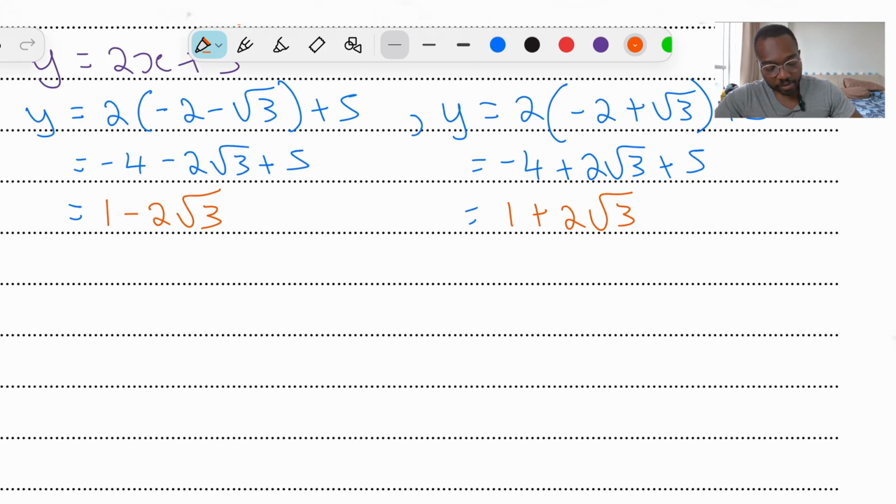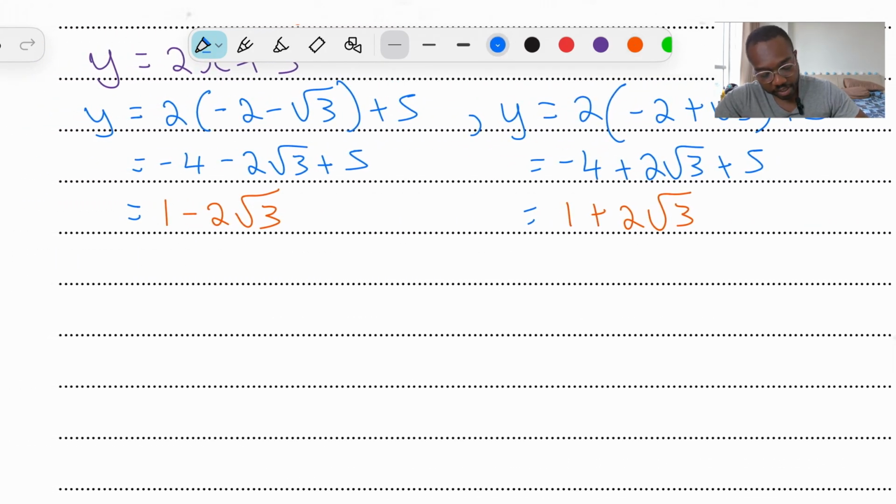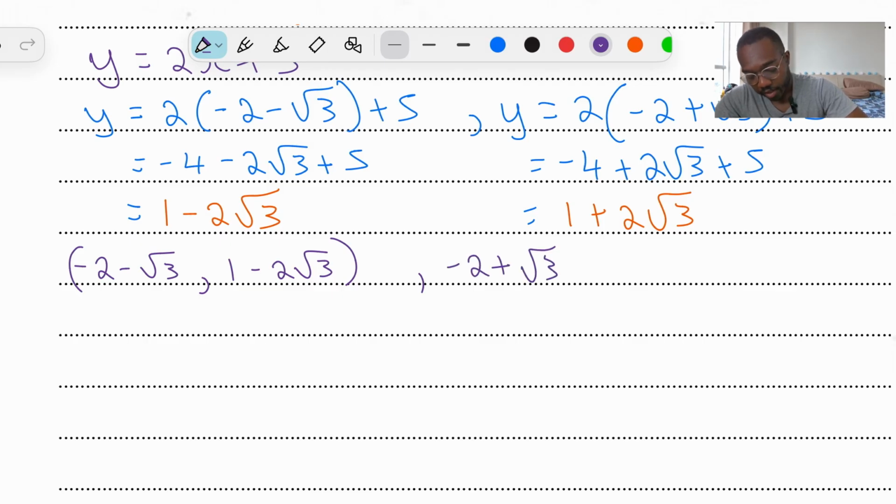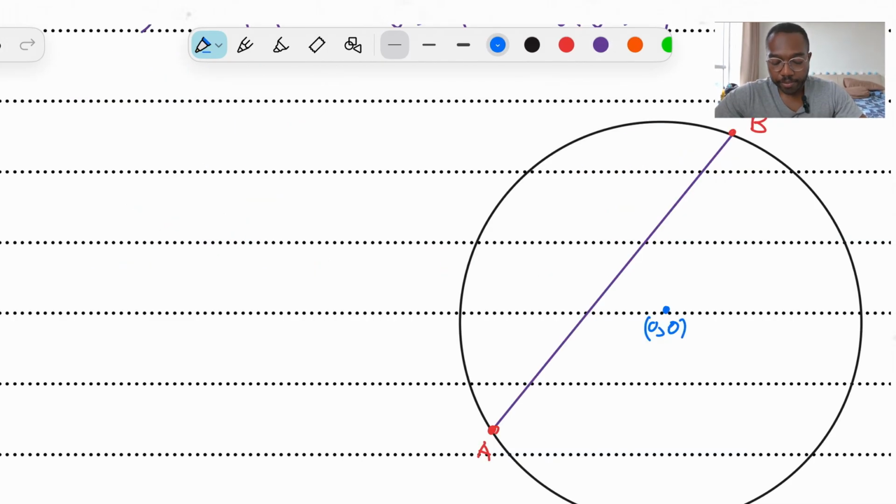So what does this mean? This means our coordinates would be, one of the coordinates, minus 2 minus root 3, and then 1 minus 2 root 3. That is one of our coordinates. And the second coordinate would be minus 2 plus root 3, and then 1 plus 2 root 3. Okay, so now I've worked out our coordinates.